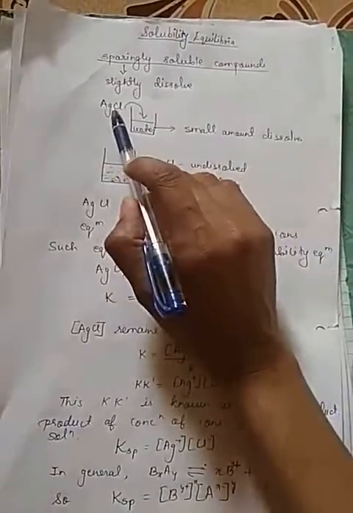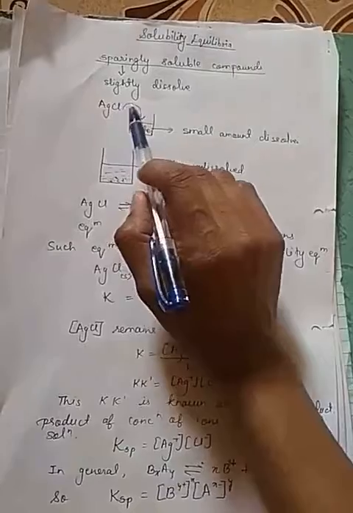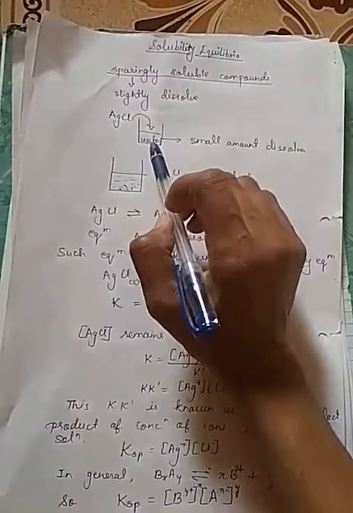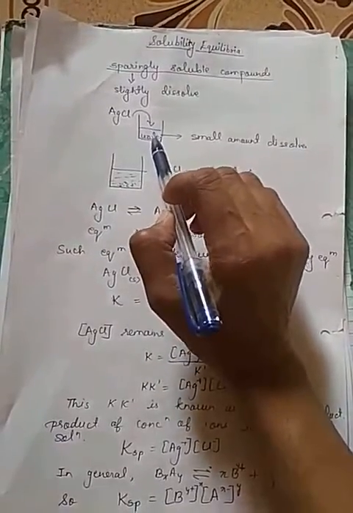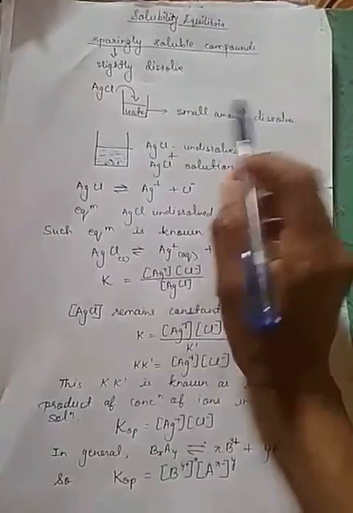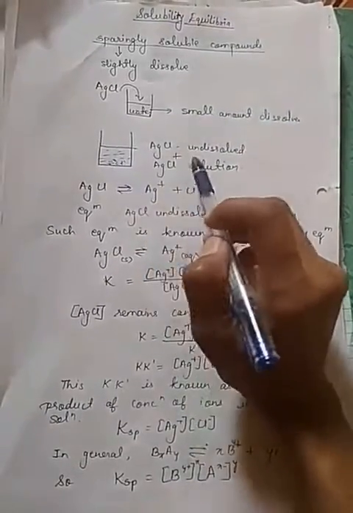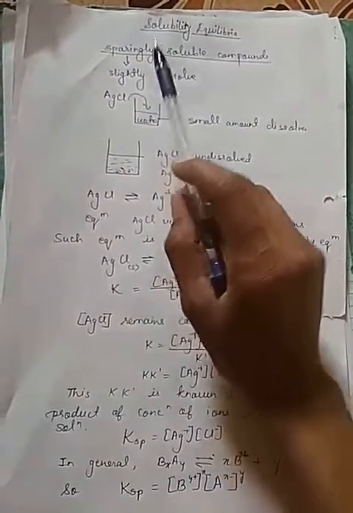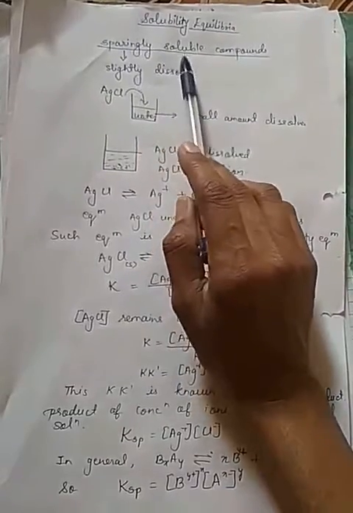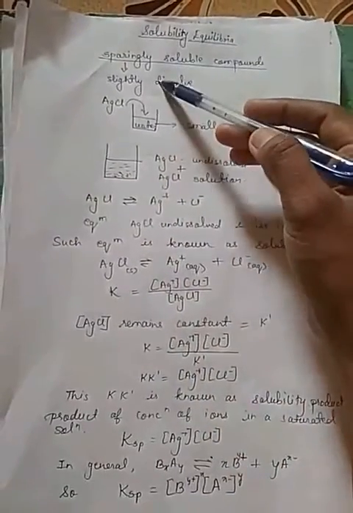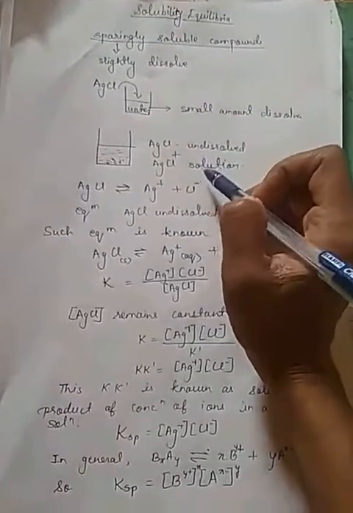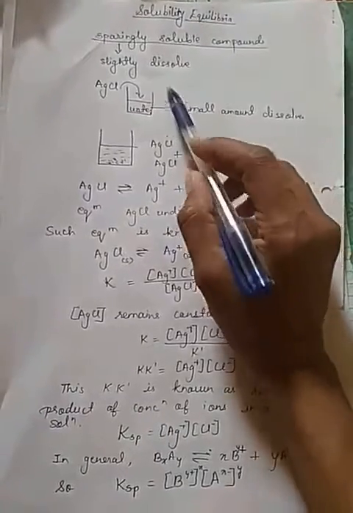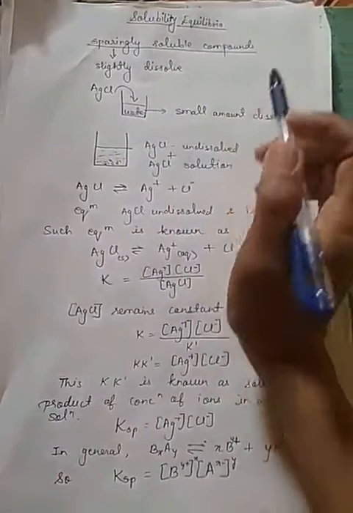For example, AgCl, silver chloride. When you add silver chloride in water, the whole silver chloride does not dissolve in water. Some part gets dissolved, only a small amount, and some part of AgCl remains undissolved. So when a substance is slightly soluble in water, such substances or compounds are known as sparingly soluble compounds. Solubility equilibrium deals only with such compounds, in which some part gets dissolved in water and some remains undissolved.